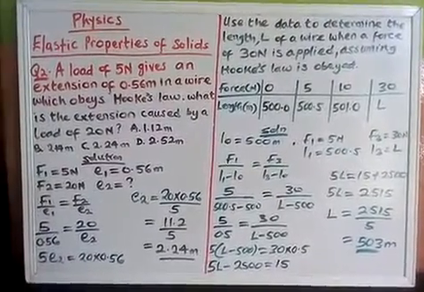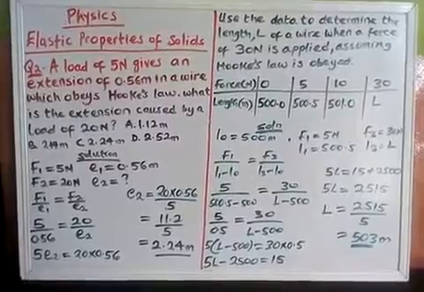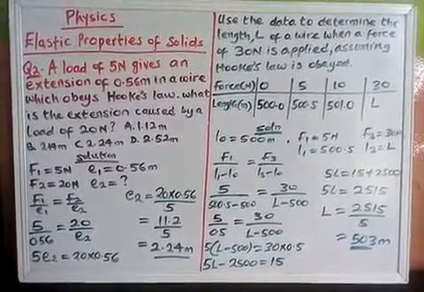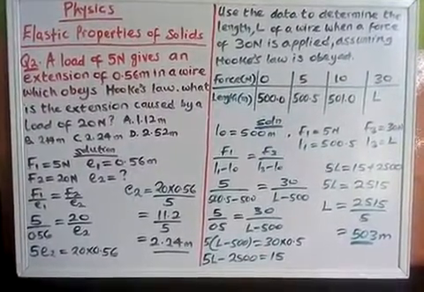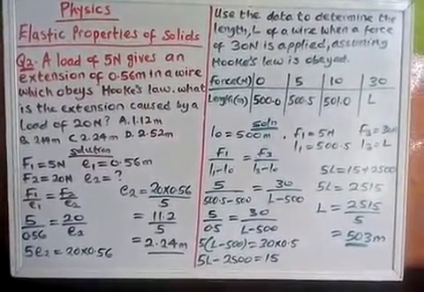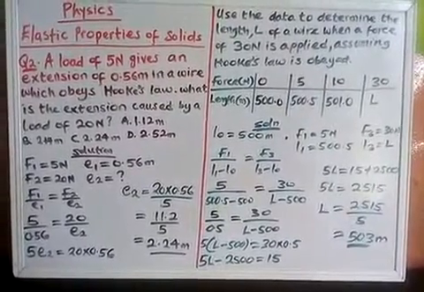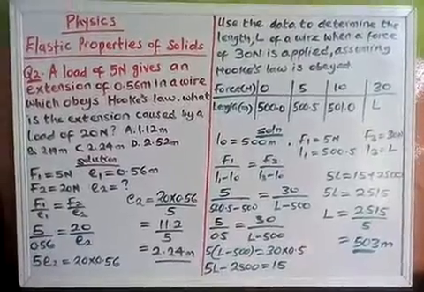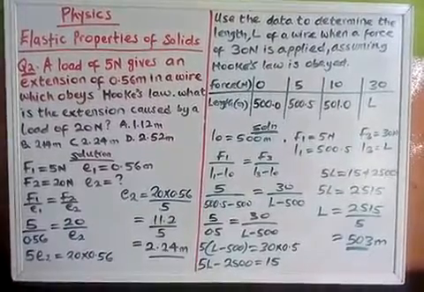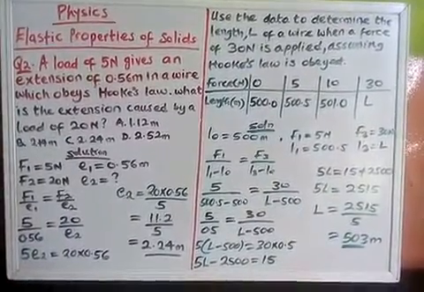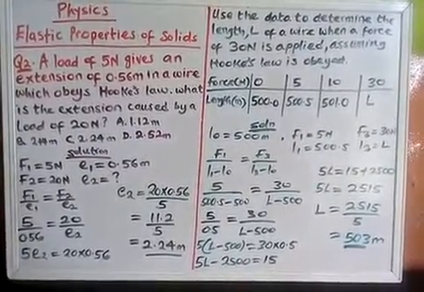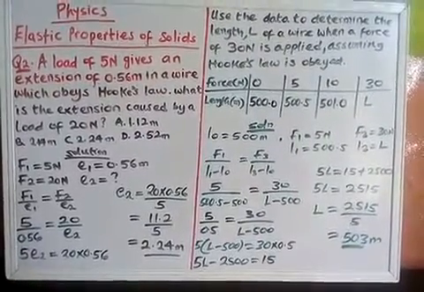Class, I said we can only equate two of those equations at a time. I can either use F1 over L1 minus L0 equals F3 over L3 minus L0, or I use F2 over L2 minus L0 equals F3 over L3 minus L0. I'm using the first one, and I want you to use the second one to practice, to see whether we're going to have the same result.